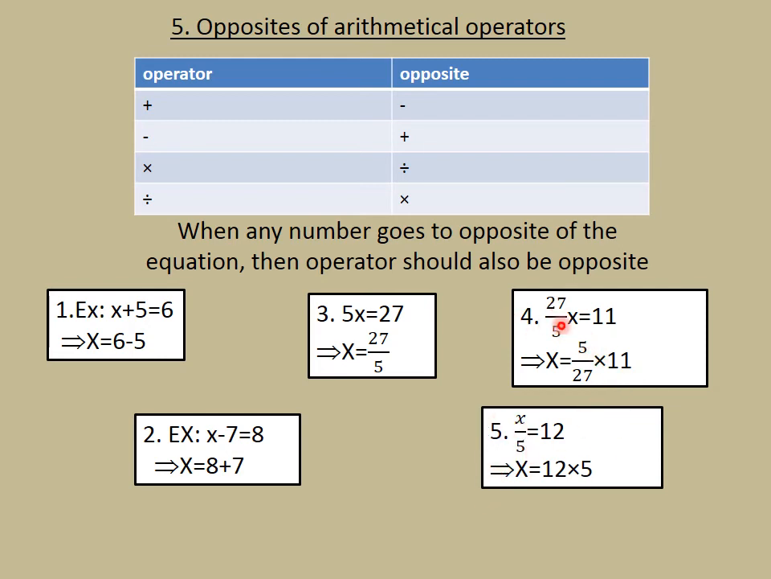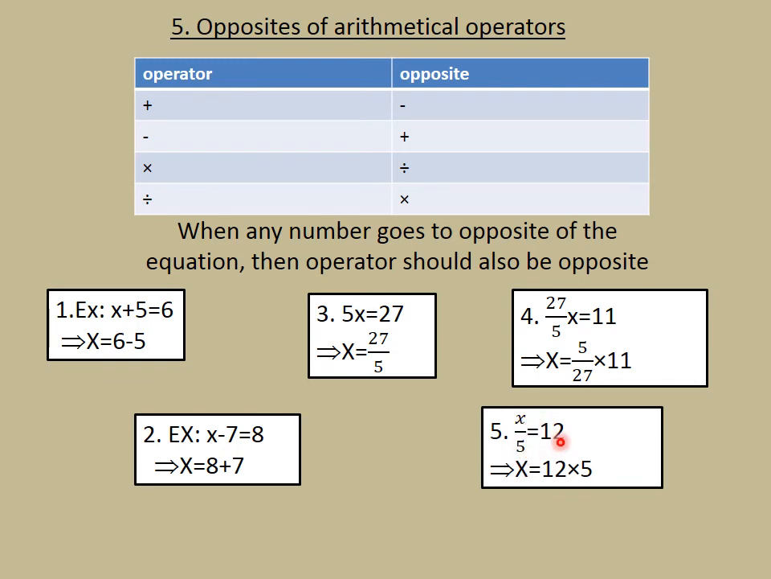Do you understand? 27 upon 5 into x is equal to 11. If I want to take 27 by 5 to the right hand side, I have to reverse it. The numerator I have to write in the denominator, and the denominator I have to write in the numerator. So 5 upon 27 into 11. Similarly, let us also take one more example.